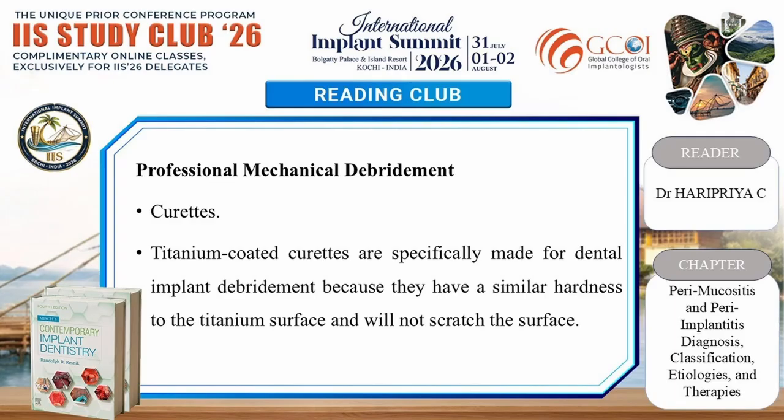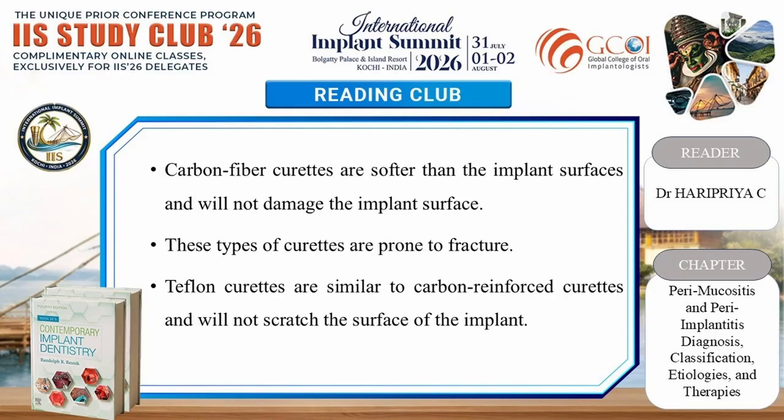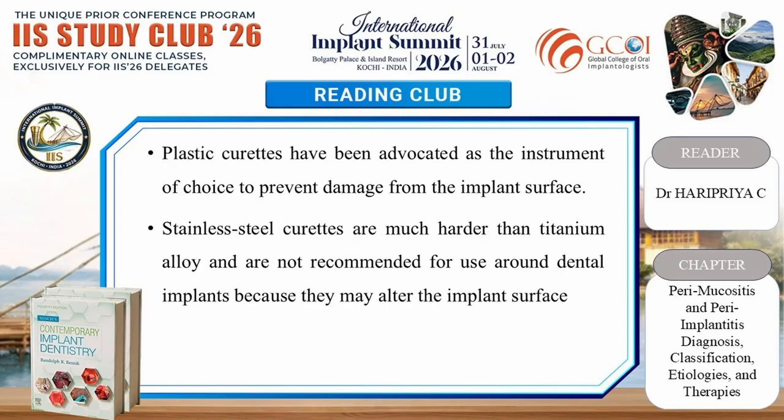Professional mechanical debridement. Curettes. Titanium-coated curettes are specifically made for dental implant debridement because they have a similar hardness to the titanium surface and will not scratch the surface. Carbon fiber curettes are softer than the implant surfaces and will not damage the implant surface. These types of curettes are prone to fracture. Teflon curettes are similar to carbon reinforced curettes and will not scratch the surface of the implant. Plastic curettes have been advocated as the instrument of choice to prevent damage to the implant surface. Stainless steel curettes are much harder than titanium alloy and are not recommended for use around dental implants because they may alter the implant surface.